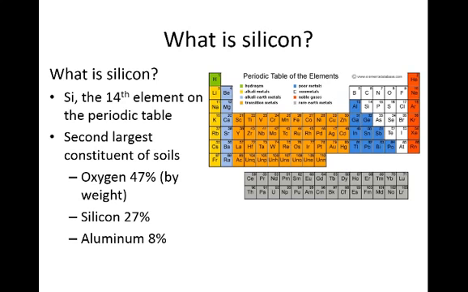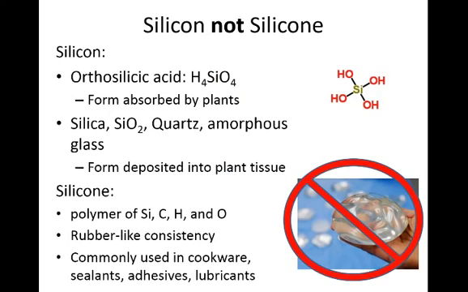Silicon is the second largest constituent of soils. So a lot of our soil structure particles are aluminosilicate materials. Soil by weight is about 47% oxygen, 27% silicon, and 8% aluminum. So plants are growing in an environment where there is a lot of silicon around.